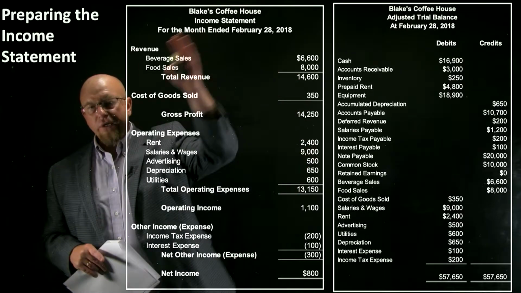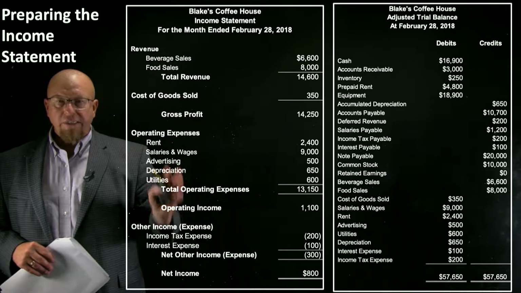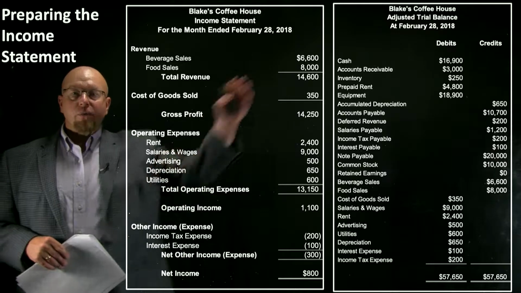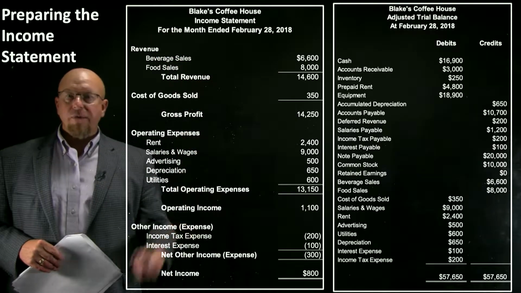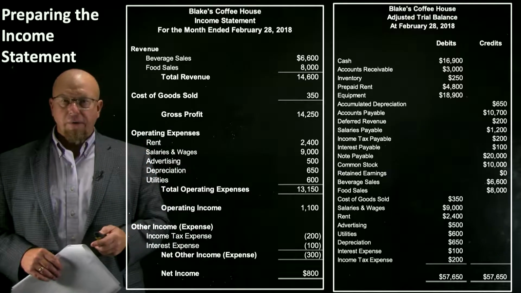The same is true for these temporary accounts on the income statement. Sales revenue, these various expenses, those are all going to need to be reset to 0 so that we can start to measure the month of March. These all relate just for the period of February. We just need those to be 0 so we can start to measure March.